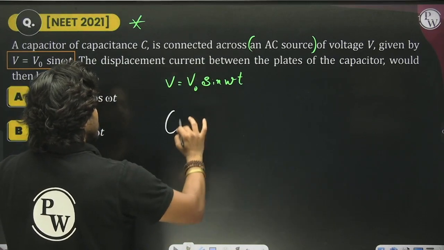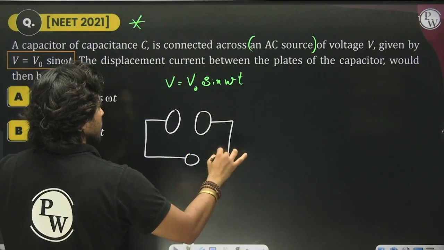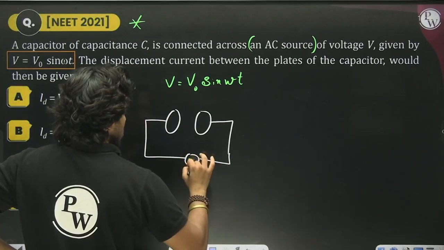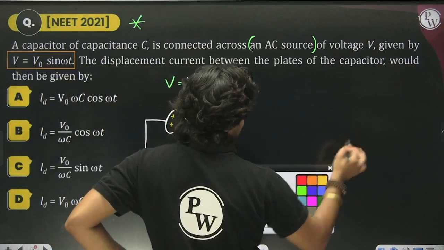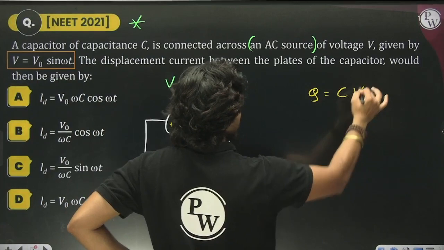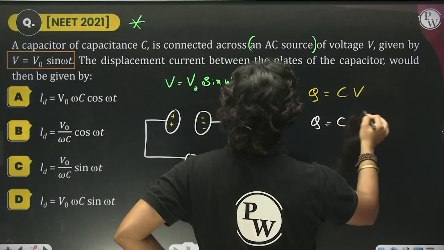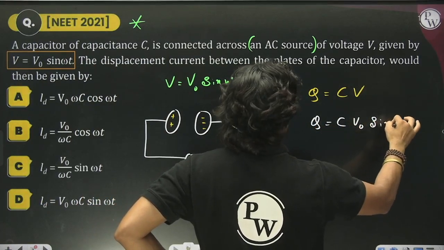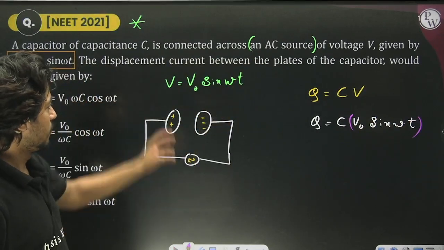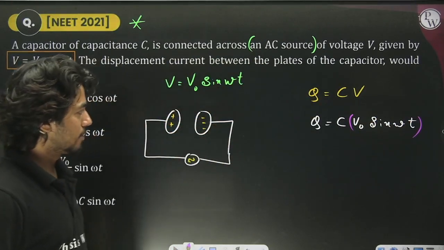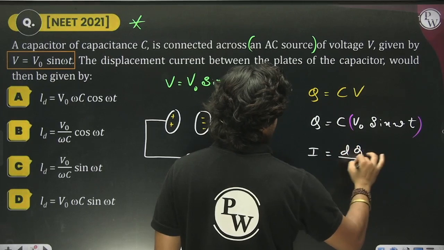You know that for a parallel plate capacitor connected to an AC source, at any instant the charge accumulated on the plates is Q equals CV. The instantaneous charge is C times V naught sine of omega t. We have substituted the expression for V. Now, what is current? Current is dq by dt, I equals dq by dt.